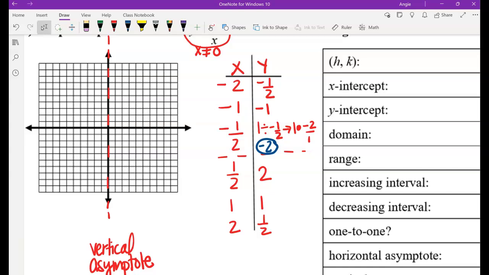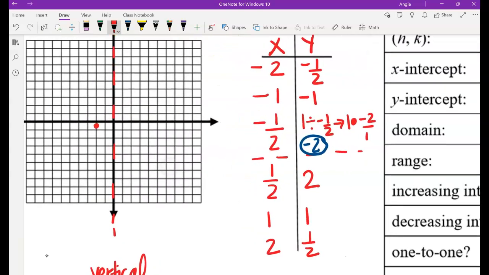When x is -2, we have a -1/2 down here. When x is -1, we have a -1 right here. When x is -1/2, we actually have a -2, and we're going to keep on going, okay?